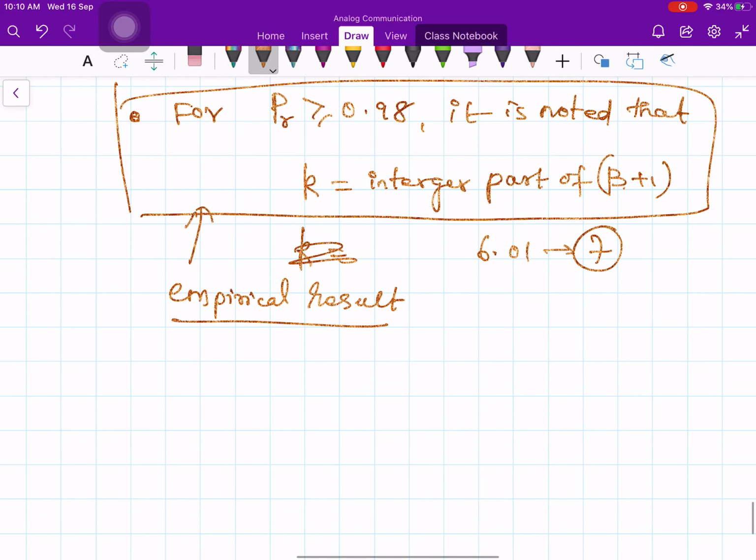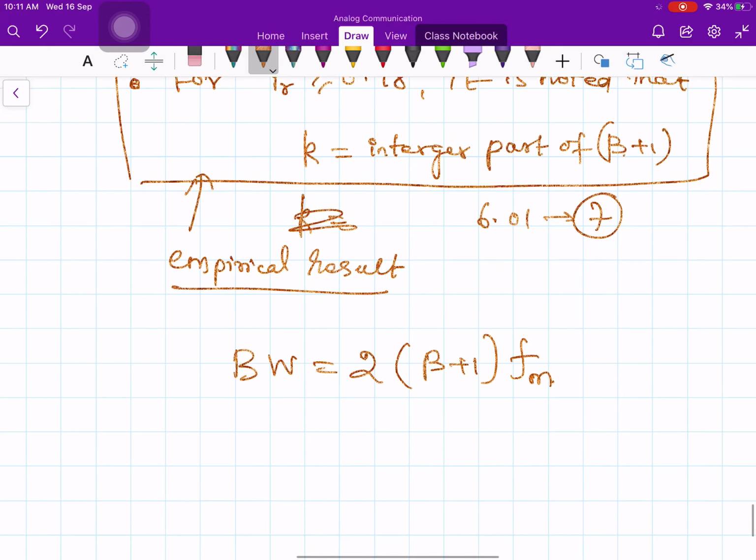It is obtained by just looking at the nature of the Bessel functions, and therefore that tells us quantitatively the value of the 98% bandwidth. In case I want 99%, then you can look at the Bessel function table, and based on that you pass as many sidebands as needed. So this implies the bandwidth, what is the bandwidth now? Bandwidth is 2 times beta plus 1 times Fm. That's it.